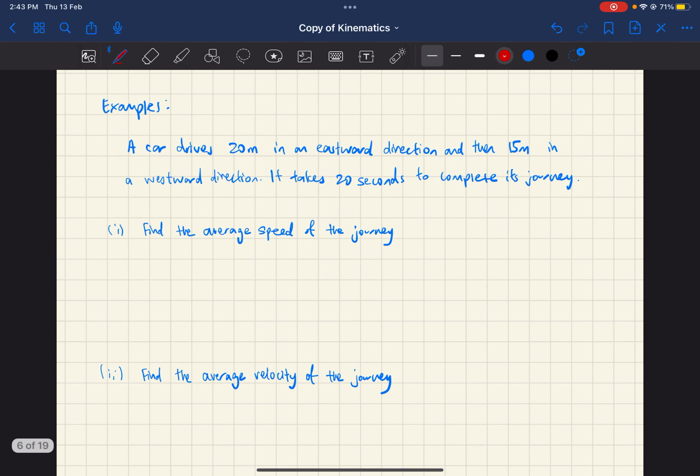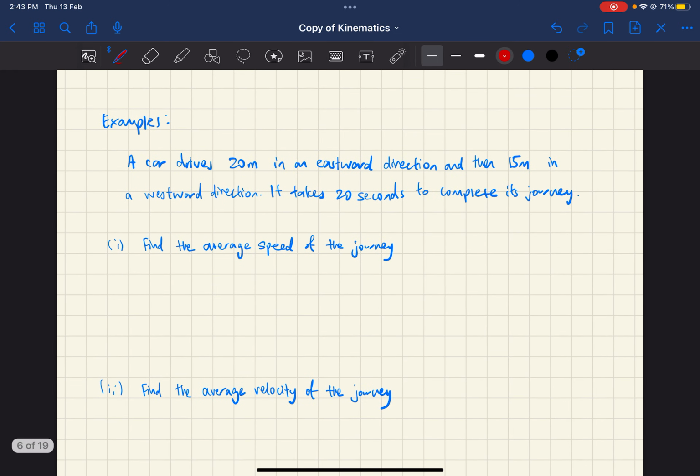Next portion over here. I have a car, he travels 20 meters in the eastward direction and then 15 meters in the westward direction. So it's something like this: 20 meters eastward and then 15 meters westward. It takes 20 seconds to complete its journey.